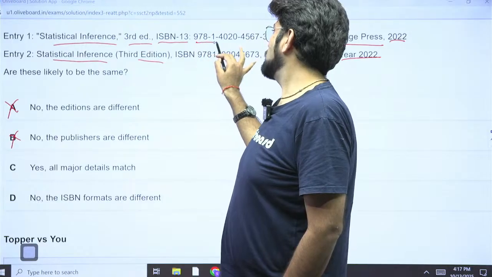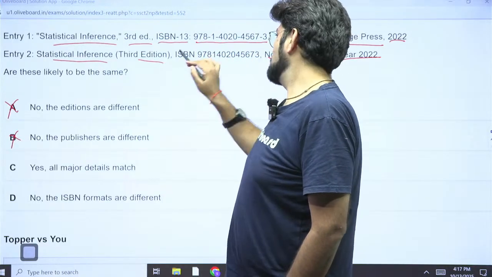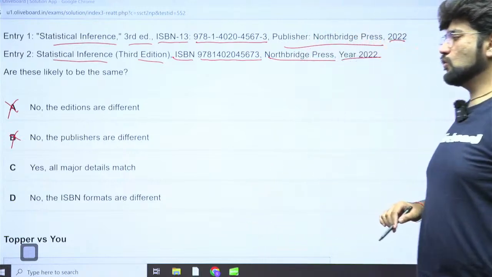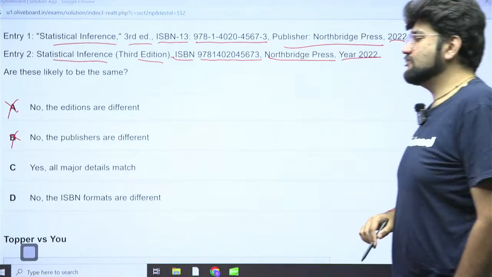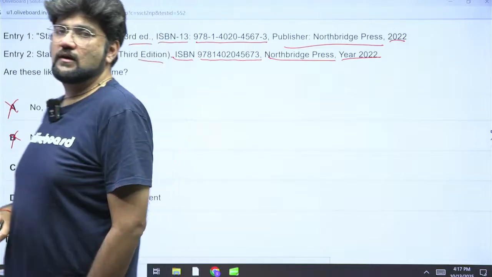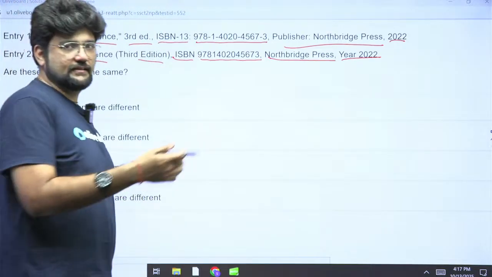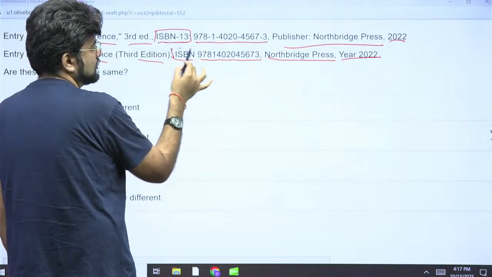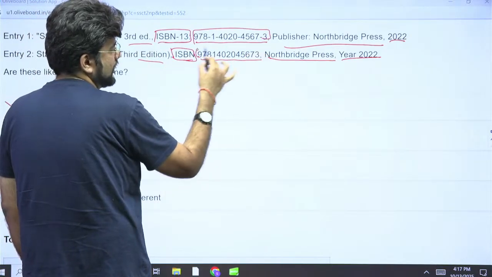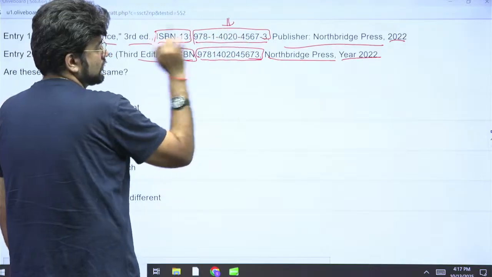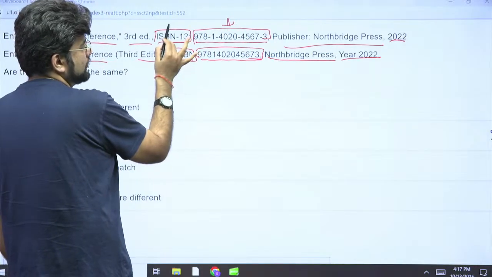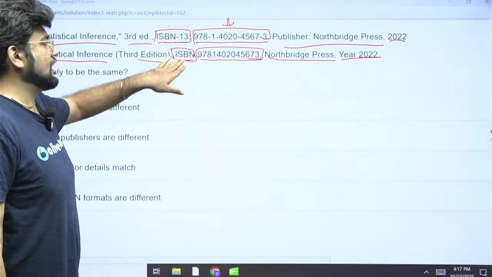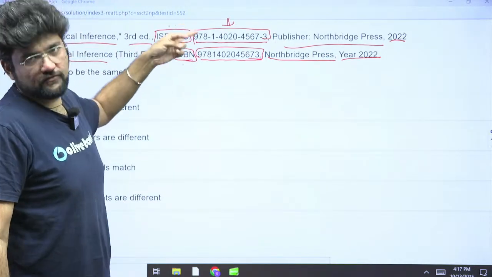ISBN-13, 978140204567. ISBN, 978140204567. Okay. Now the question is saying ISBN formats are different. A lot of you will assume ISBN formats means the way of presenting the ISBN. Not necessarily. Even if the ISBN formats are different, the numbers are the same. So that won't make a lot of difference. Number two, a lot of people will get confused between ISBN-13 and ISBN, that it is written ISBN-13 here and ISBN here. So this is just a titular difference. It is not making a difference.